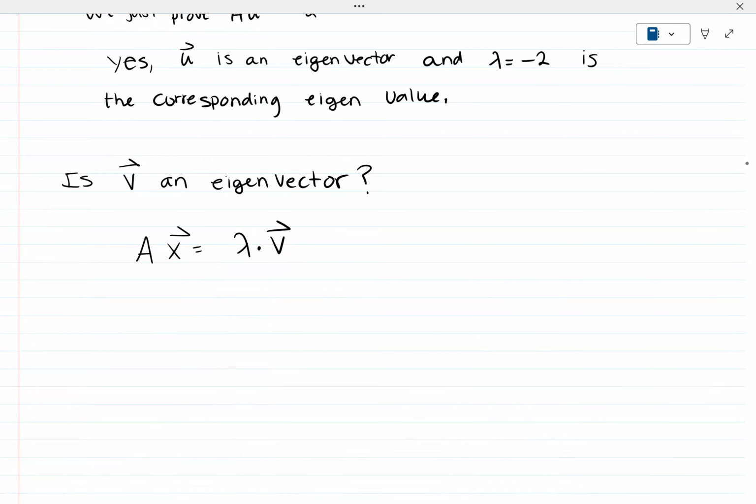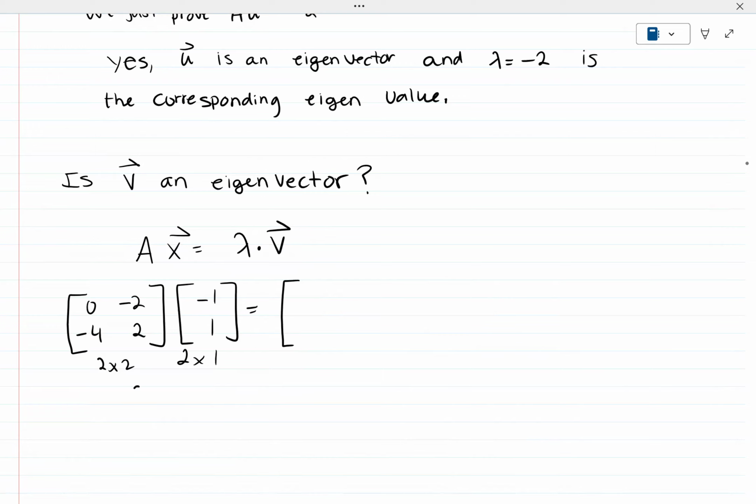Let's see. We already know that matrix A is a 2 by 2. It is 0, -4, -2, 2, and vector x is -1, 1. And then lambda, we did this already. So when you multiply this out, this is a 2 by 2, this is a 2 by 1. So yes, you can multiply this out. It should give you a 2 by 1 matrix.